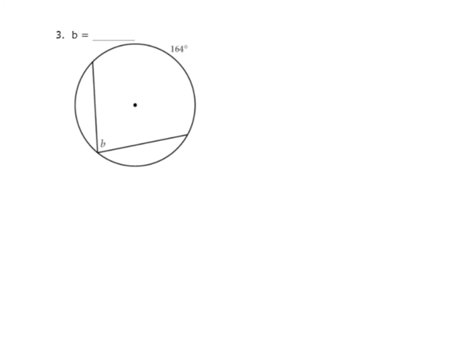For number 3, this angle that you see here is an inscribed angle, which means the angle is half of the intercepted arc. So I need to take 164 and divide that by 2, which gives me 82.